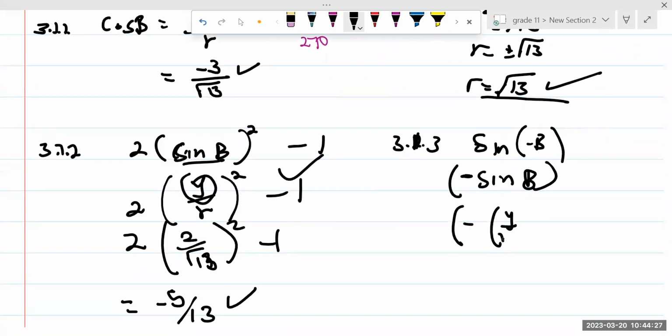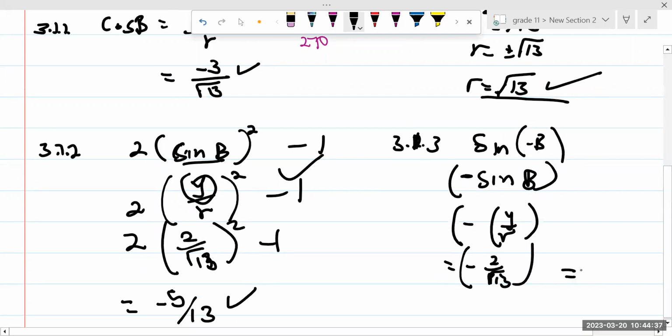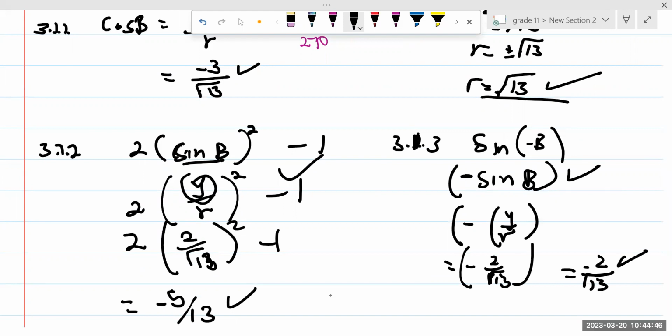If you have minus the sine of beta, then you can say this is going to be minus open bracket y all over r. Then you're going to have minus open bracket, which is going to be 2 all over root 13. And then this is going to give you minus 2 all over root 13. And then this is going to be your final answer. And then I think we have marked everything. Yes.